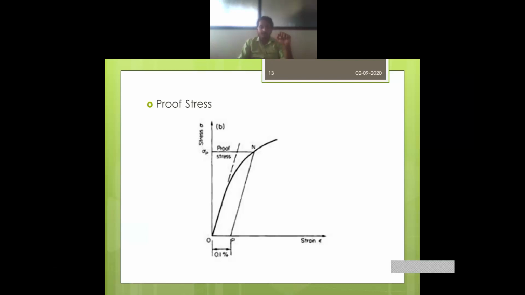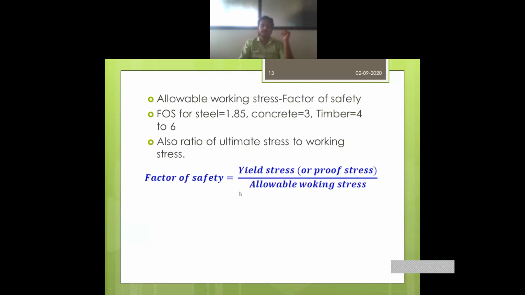So what we can do is we can take this proof stress. Proof stress divided by working stress will give you the factor of safety. Or for factor of safety, some standard values are there. According to that, see here. Factor of safety, FOS, for steel. What is the factor of safety for steel? It is 1.85.